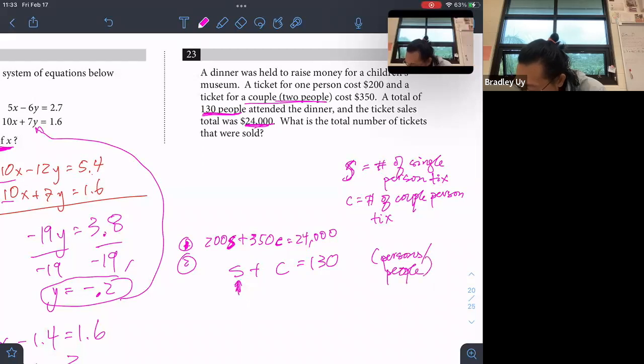So the number of single person tickets will be the same as the number of people who come. But the number of couple tickets sold will not be the same number as the number of people who come, okay? If you sold one couple ticket, that implies that 2 people will be coming to dinner. And that is the key to solving this problem, okay?